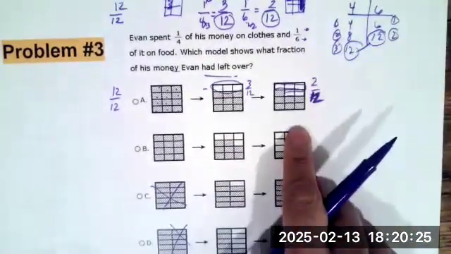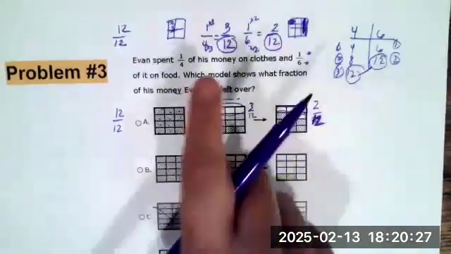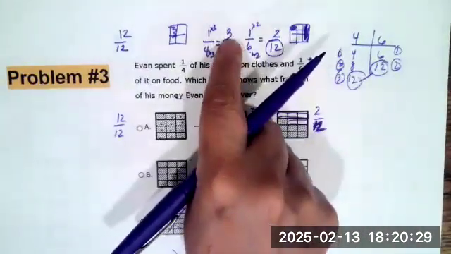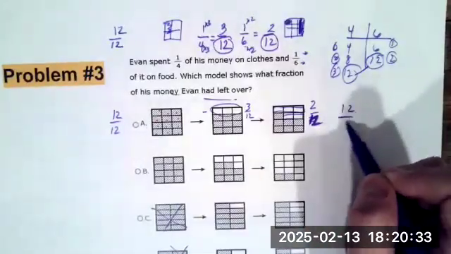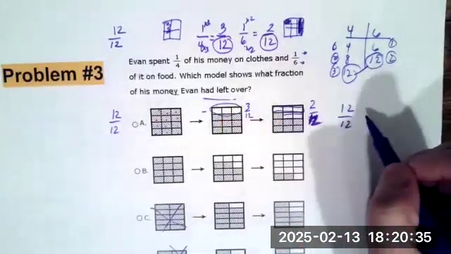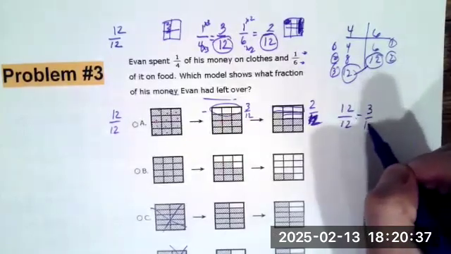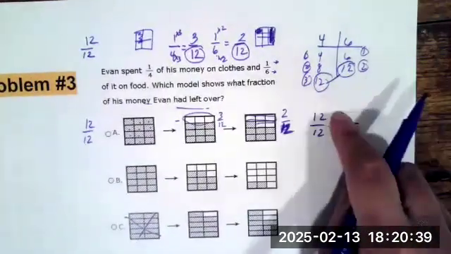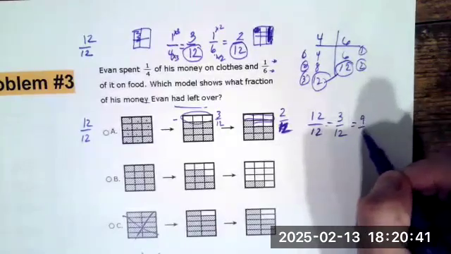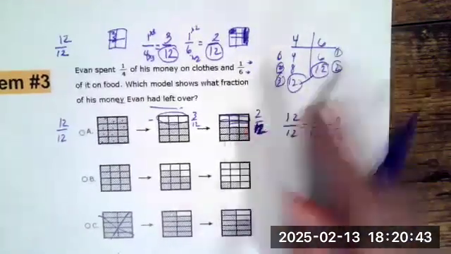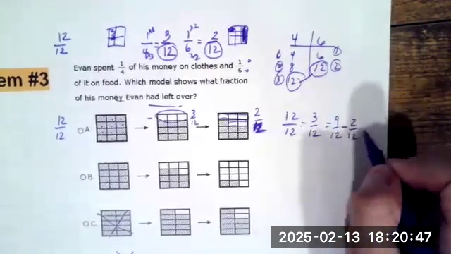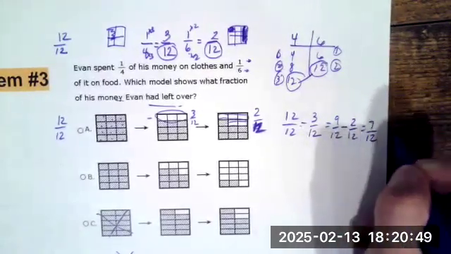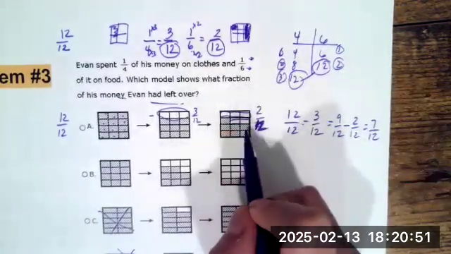All right. So now, here's how we can test it. Let's take out 12/12. Let's subtract 3/12. That gives me 12, take away 3, gives me 9/12. Okay. And let's take away the 2/12 from the 9/12. That gives me 7/12. So let's check to see what's left over of his money.